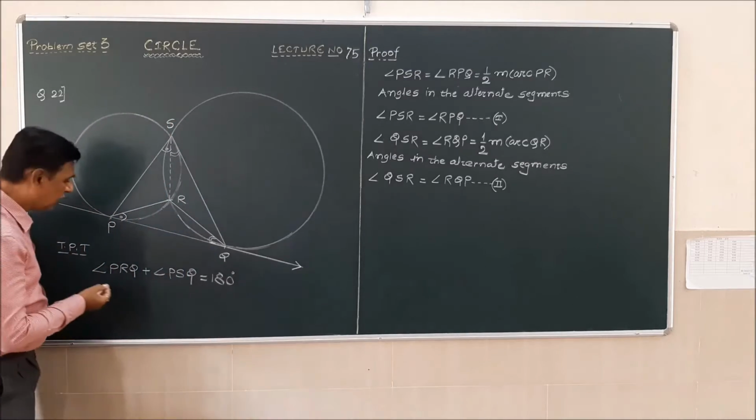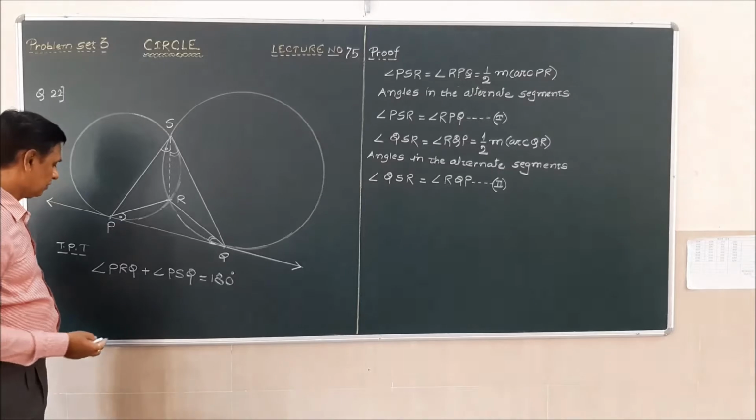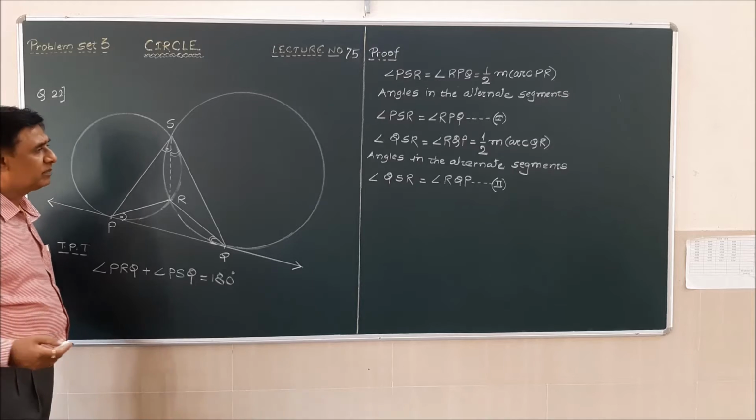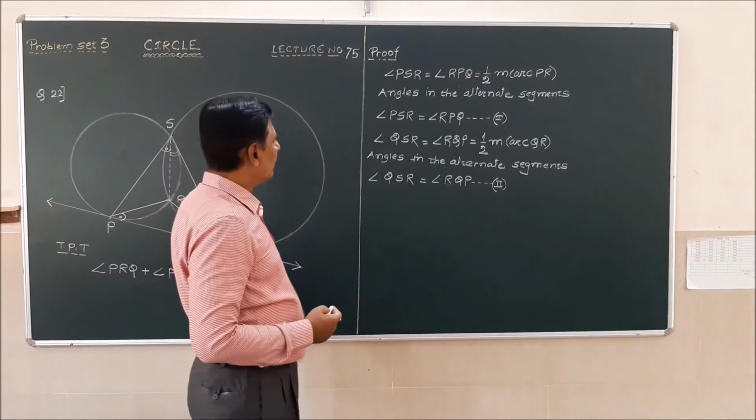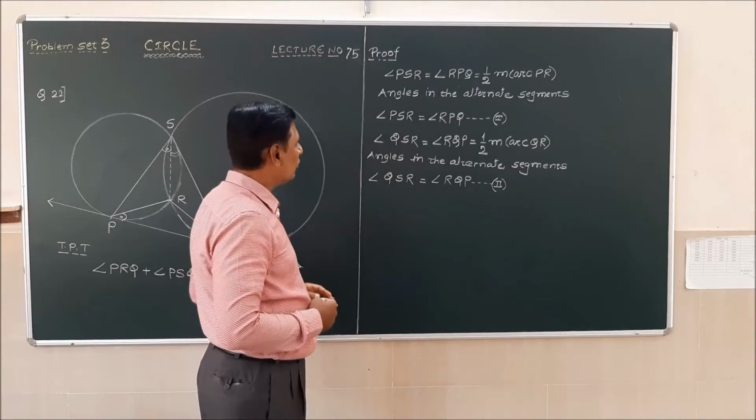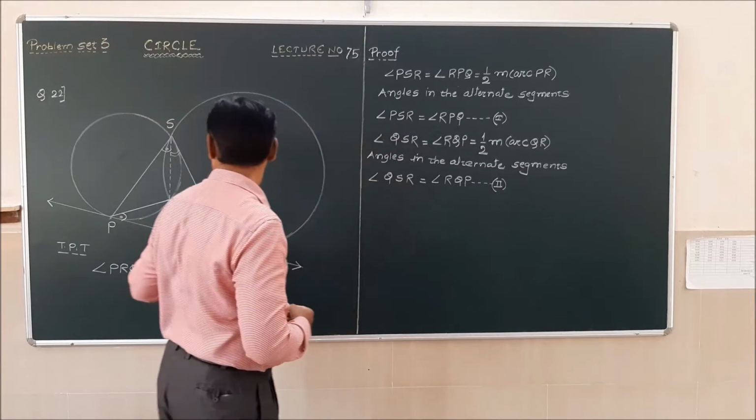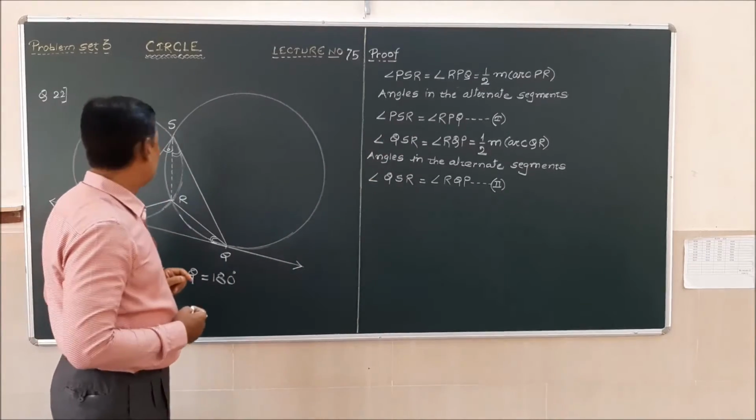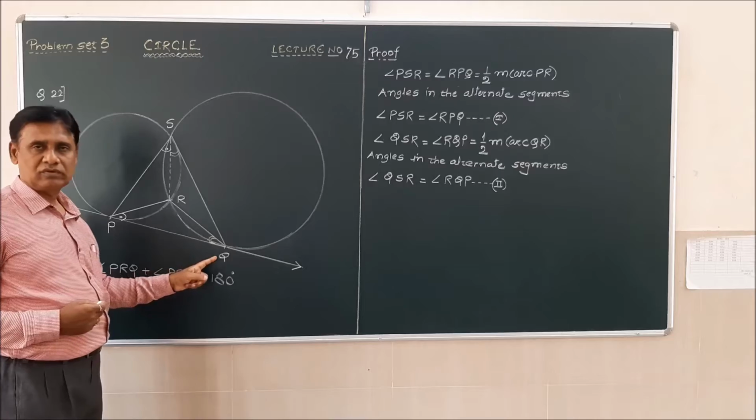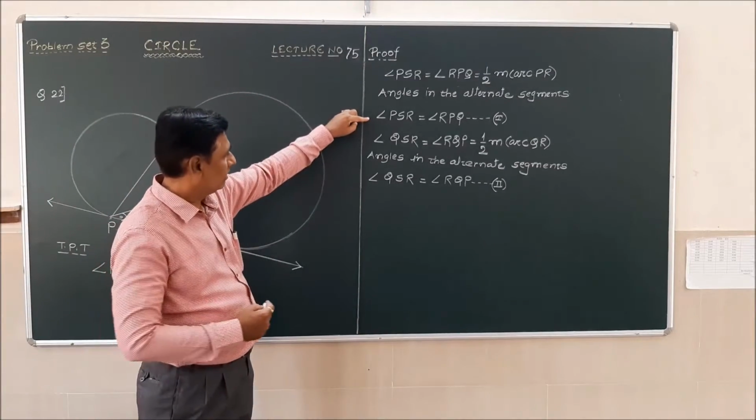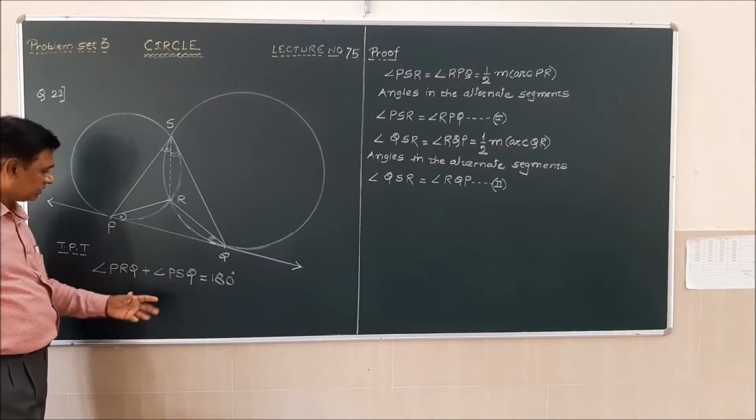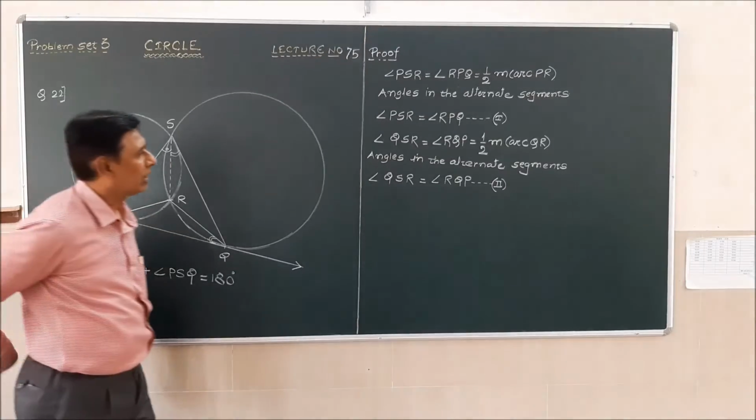Now please look at the required result that we have to prove: angle PRQ plus angle PSQ. Now I am going to focus. If I add 1 and 2, then what do I get? Angle PSR plus angle QSR will give me angle PSQ. Try to understand: if I add the left-hand side of 1 plus the left-hand side of 2, I will get the second part of this result, that is PSQ.